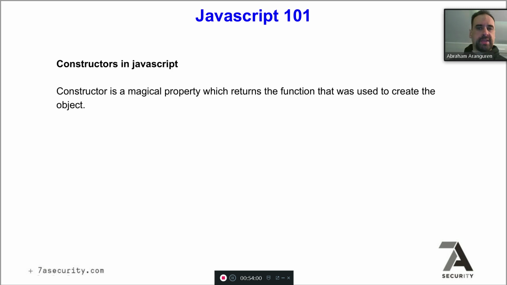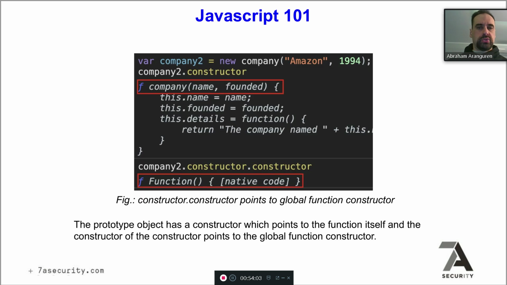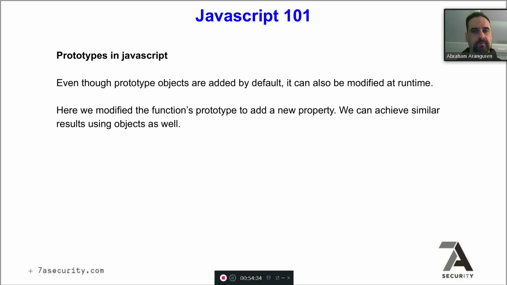The constructor is a magical property which returns the function that was used to create the object, right? So we have here company2, new Company, Amazon 1994, and then here we have company name, founder, whatever, and company2.constructor will show the function, right? So constructor.constructor points to the global Function constructor. The prototype object has a constructor which points to the function itself, and the constructor of the constructor points to the global Function constructor, right? So basically there's this inheritance going on, right?